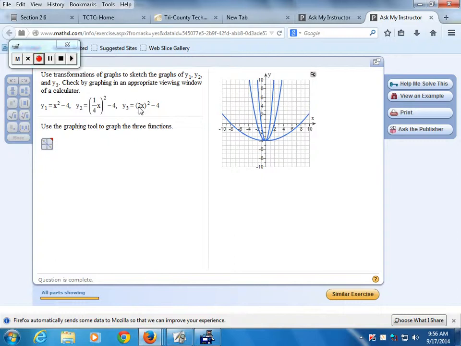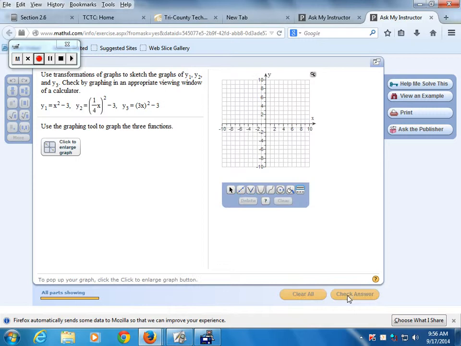2x squared. What is that? 4x squared. What does that do? It makes it more narrow. So it compresses on the x-axis and it stretches on the y-axis. So that's why it's thinner, and that's this one right here. So let's do a similar exercise and see what happens, because I got a bunch of these wrong because I didn't make it wide enough. Like I made it wide, but I didn't make it wide enough.